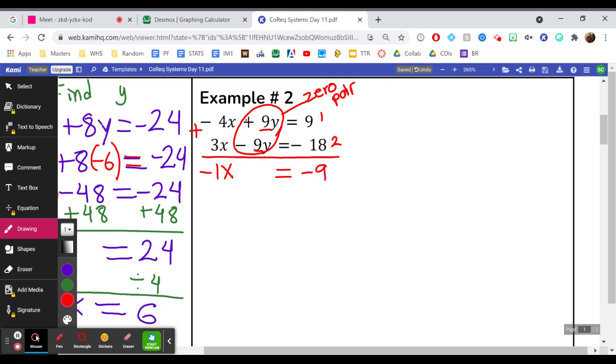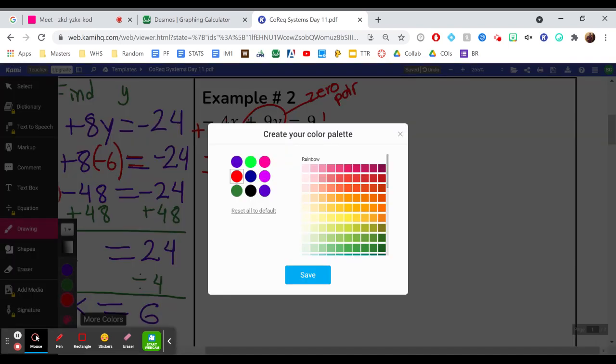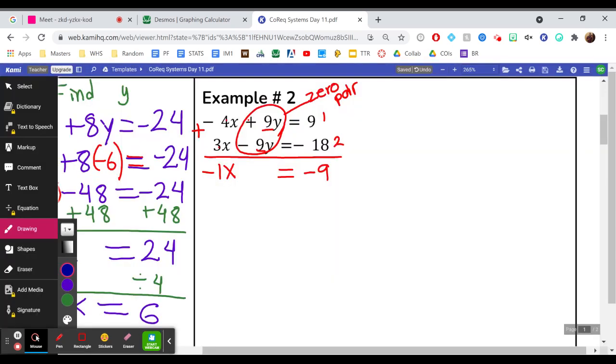Okay, so negative 9. Now, I want to solve for x. So I'm going to divide both sides by a negative 1. Negative 1.